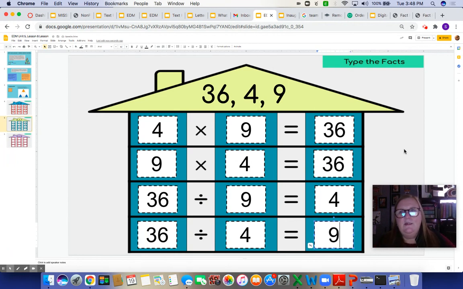All right, so that's what you're going to do for practice today, and hopefully you keep practicing those multiplication facts so you can become a fact master.